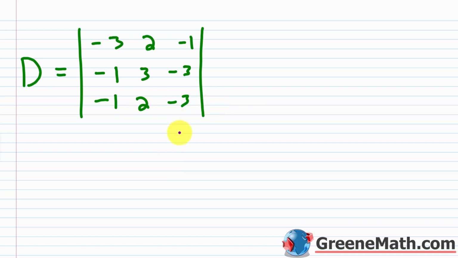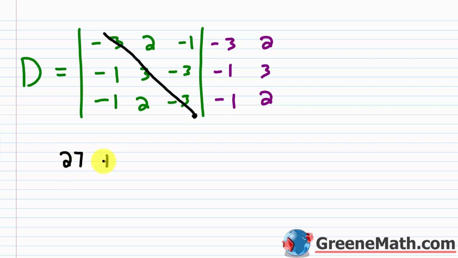So I'm going to use the shortcut here. I'm going to copy the first two columns. So -3, -1, -1. We have 2, we have 3, and we have 2, okay? So what I want to do is multiply going down first. So I want to start here, and I want to multiply down. So you'd have -3 times 3 times -3. So you know that would be positive, and 3 cubed is 27. So I would say this is 27, then plus.